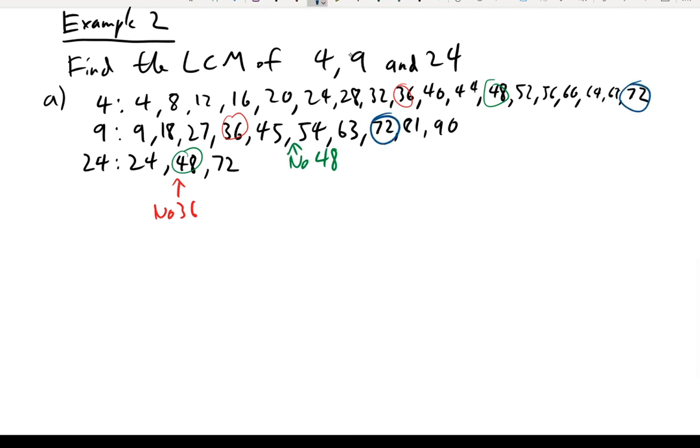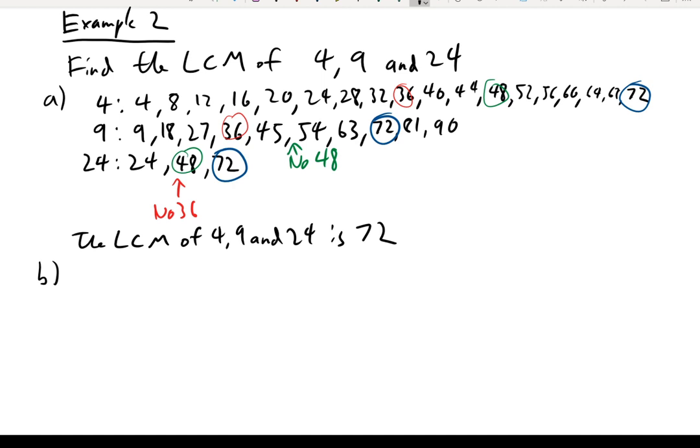72, 72, 72. Okay, so as I said a while ago, the listing method sometimes will take a long time if there are 3 or more numbers, or if the numbers are slightly more complicated. But in the end, you will still be able to find it. So the LCM of 4, 9, and 24 is 72. Now, on to method B.